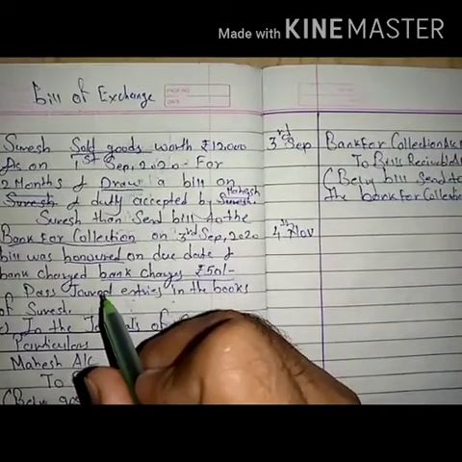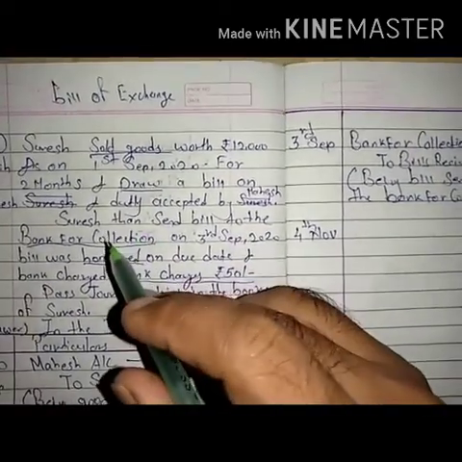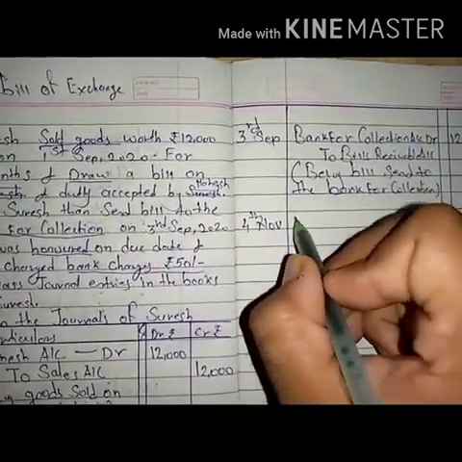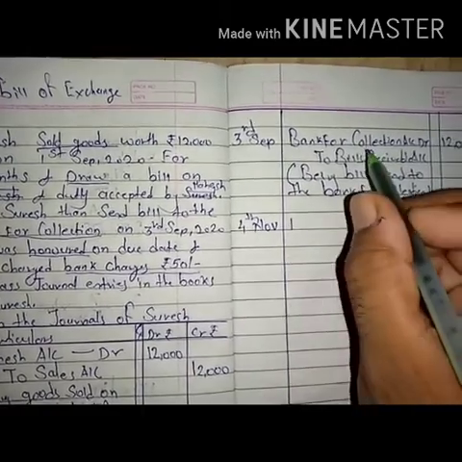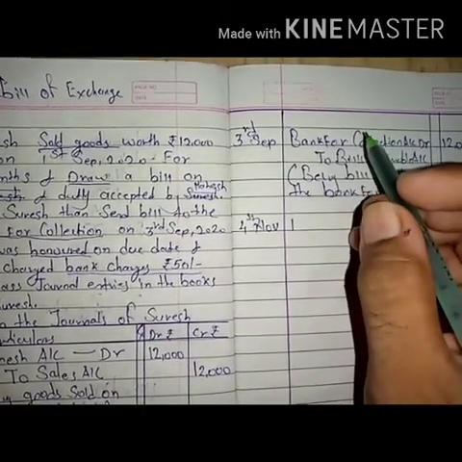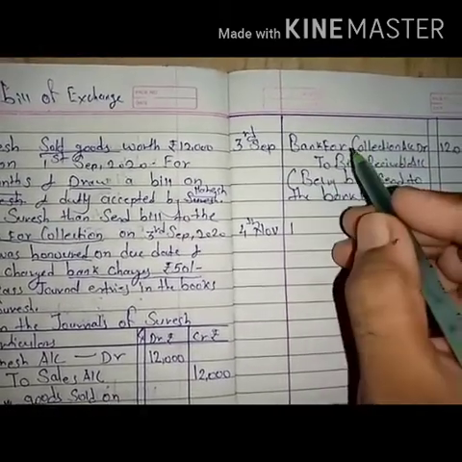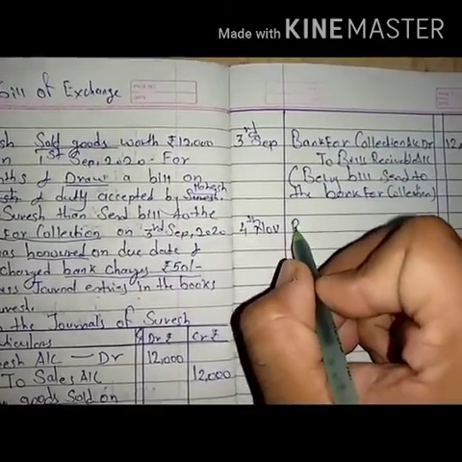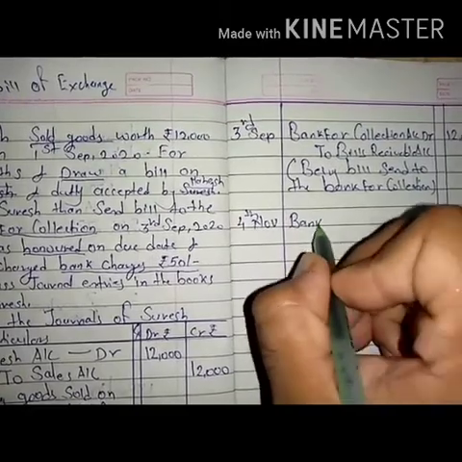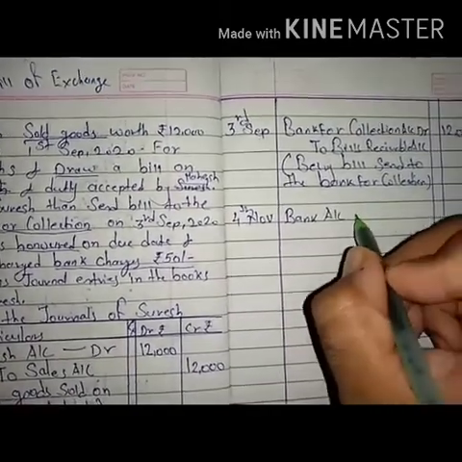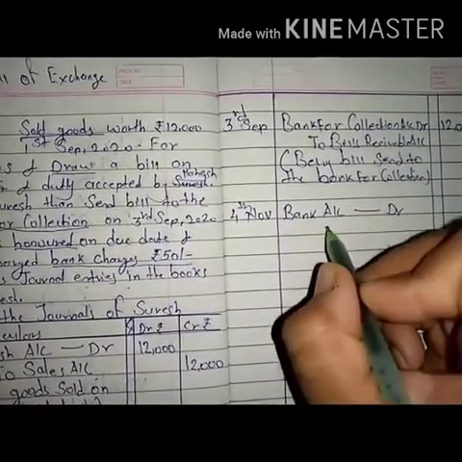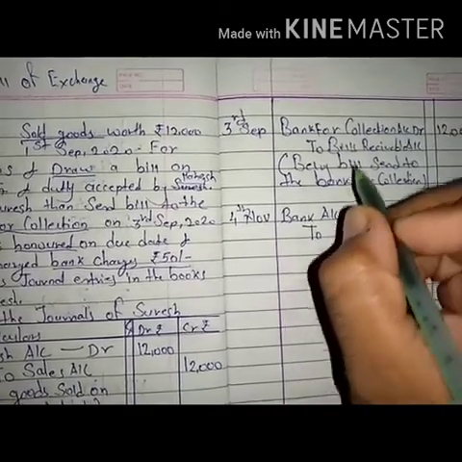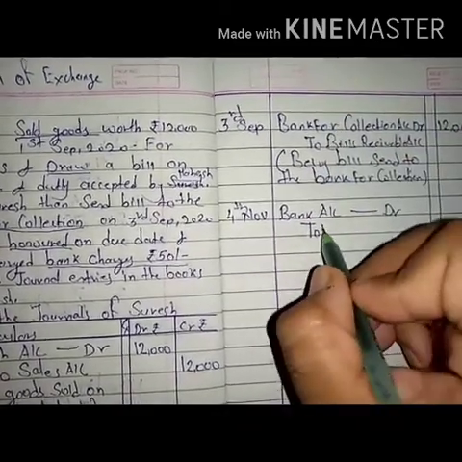Now the bill is duly honored. The bill was sent to the bank for collection, which means the bank for collection collects your money. They never collect money and then come to you. They deposit your money in your bank account. So your bank account is the original receiver of your money. The bank is a personal account, so debit the receiver. This amount is collected by the bank for collection.